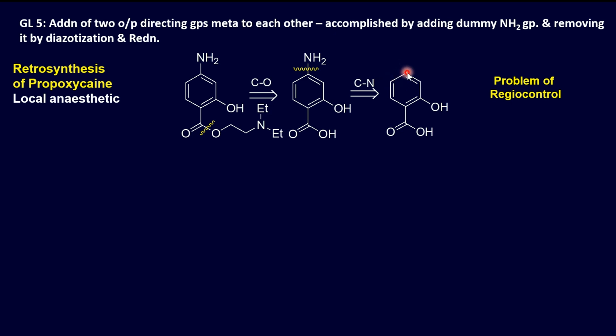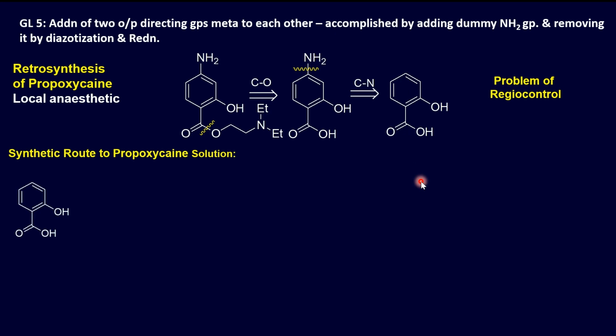But I want this at the meta position. There is a regio control problem. Hence, what I will do, I'll take salicylic acid. OH is ortho para directing, COOH is meta directing, both direct towards this fourth position. 1, 2, 3, and 4. Now, I treat with concentrated nitric acid and sulfuric acid, it generates nitronium ion. That nitronium substitutes the hydrogen present at the fourth position by nitro.